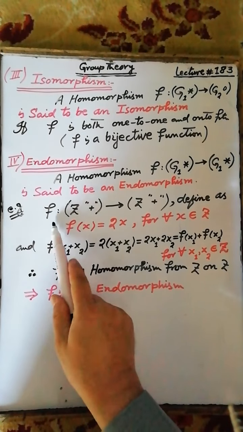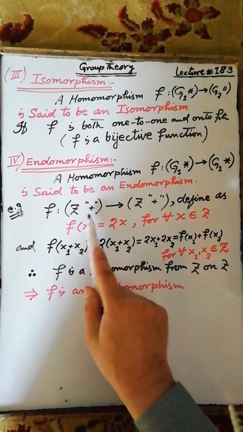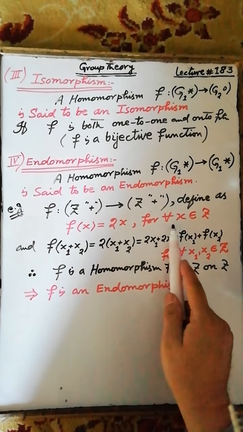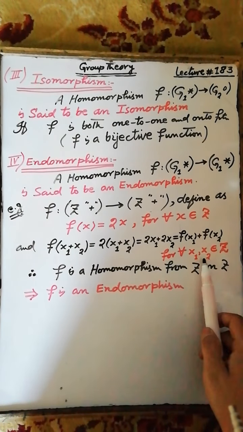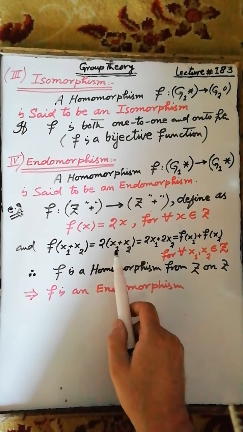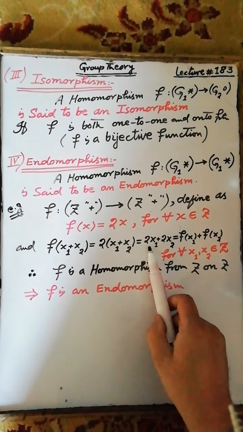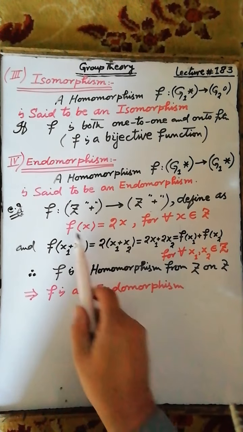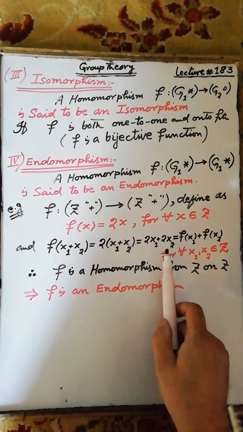For example, f is a function from Z plus to Z plus, where Z plus is a group with respect to the binary operation addition, defined as f of x is equal to 2x for each x belonging to Z. Then for any two elements x1 and x2 belonging to the set Z, f of x1 plus x2 is equal to 2 multiplied by x1 plus x2, which is equal to 2x1 plus 2x2. And 2x1 is the image of the element x1 under the function f, and 2x2 is the image of the element x2 under the function f.